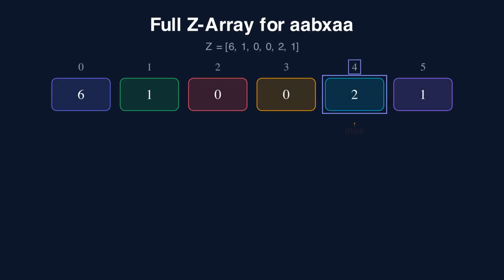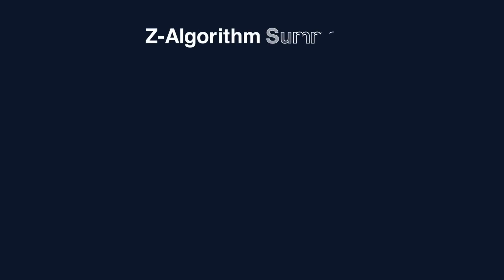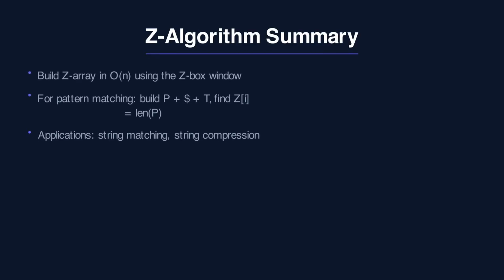the text string. We look for positions i where Z[i] equals the length of the original pattern, P. In our example, Z[i] equals 3, the length of ABC. It signifies that the pattern ABC starts at that position in the original text.